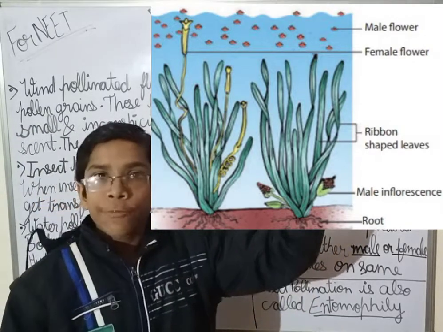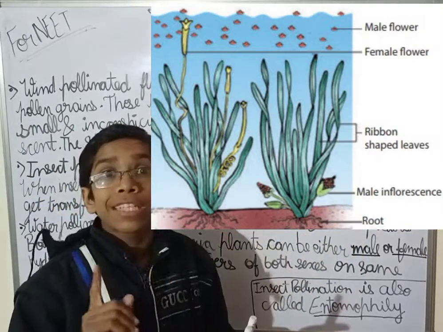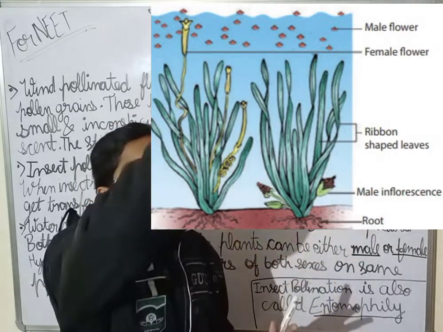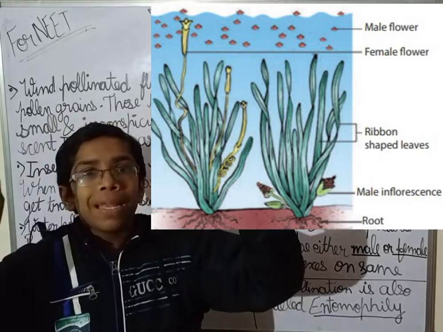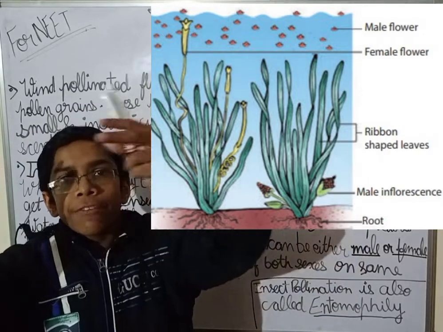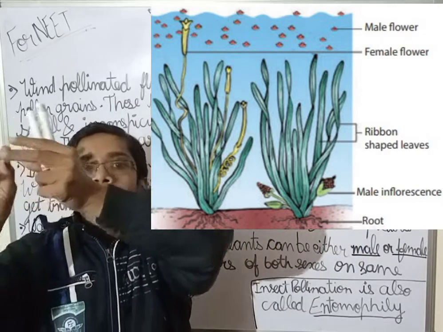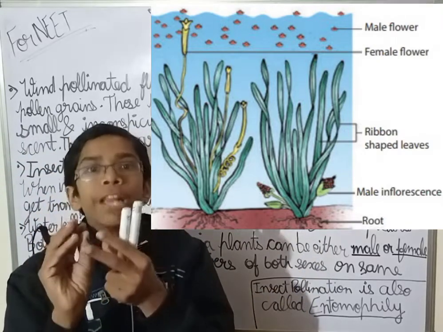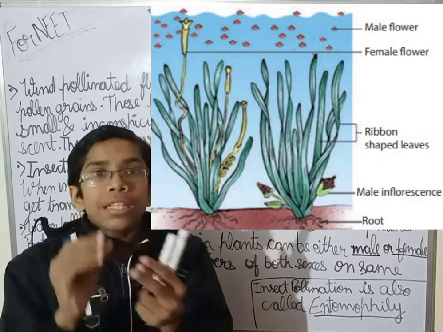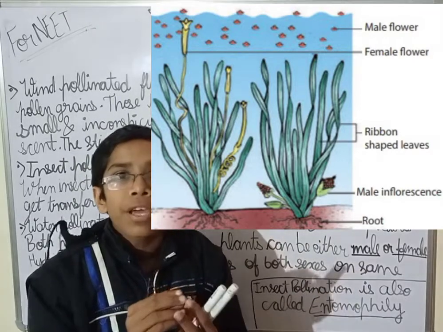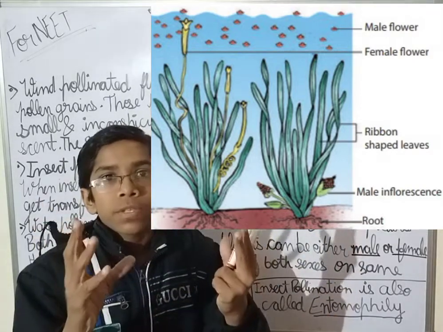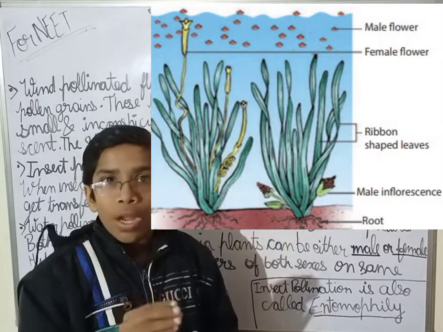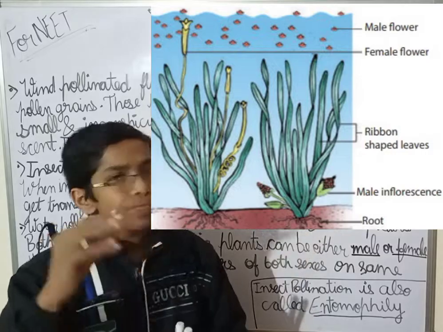And the male is floating without being attached to the stalk. It has been detached from the stem. So the male is floating and the female is there. Now the male is floating and it has come here. Now when the male flower comes near to the female flower, the anther of the male flower bursts and the pollen grains are released.